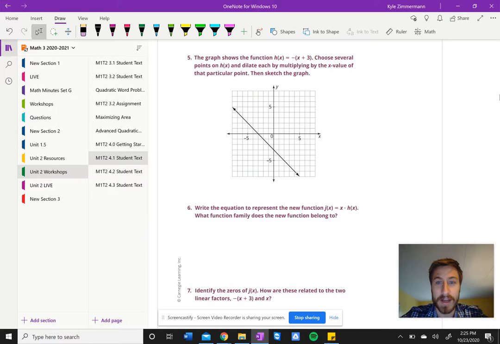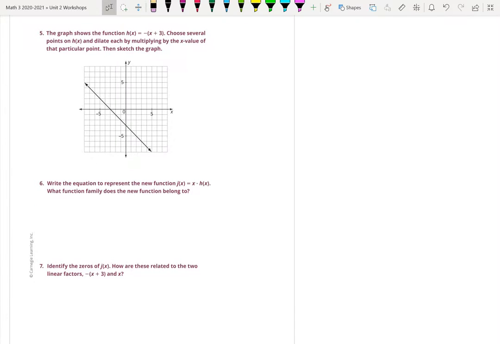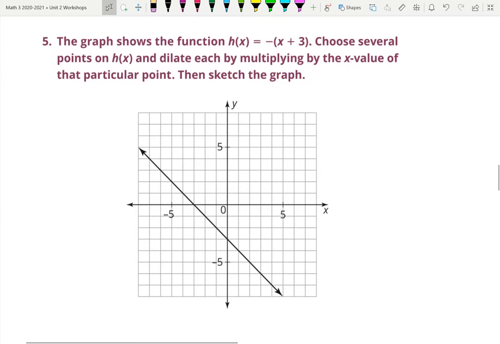Team, we're going to go ahead and look and see how a negative A value affects the dilation. So let's go ahead and play around. In number 5, the graph shows a function h of x is equal to -1 being multiplied by x plus 3. I like to think of it as the opposite of x plus 3.